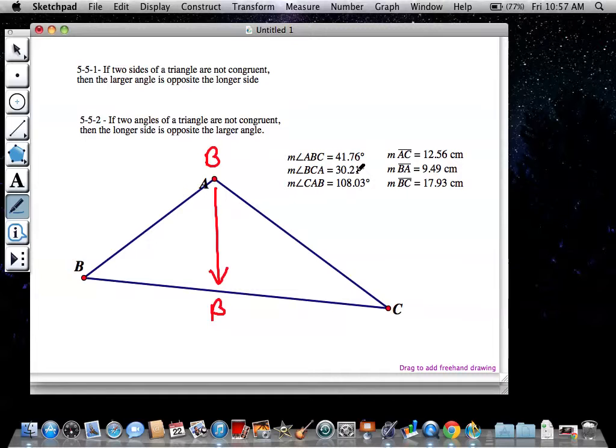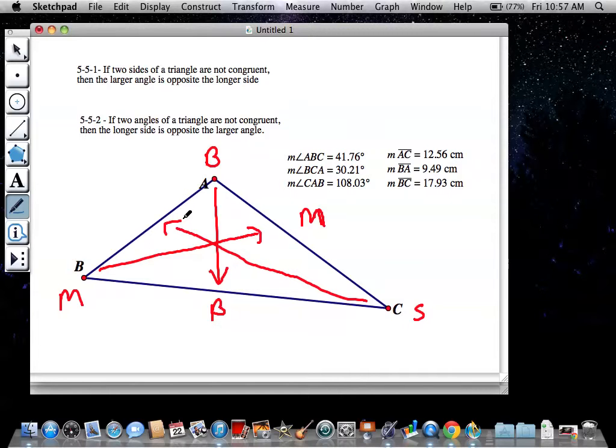All right, I look for the next biggest angle. That's angle B here, 41.47. So this is the medium. That means that this side, AC, opposite of it, is going to be the medium length, 12.56. That means that angle C here is the smallest angle, and therefore opposite of it is the smallest side.